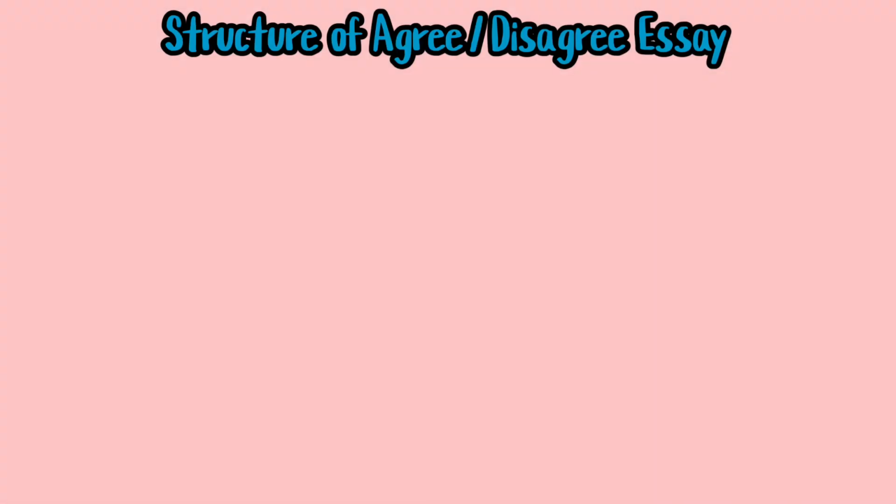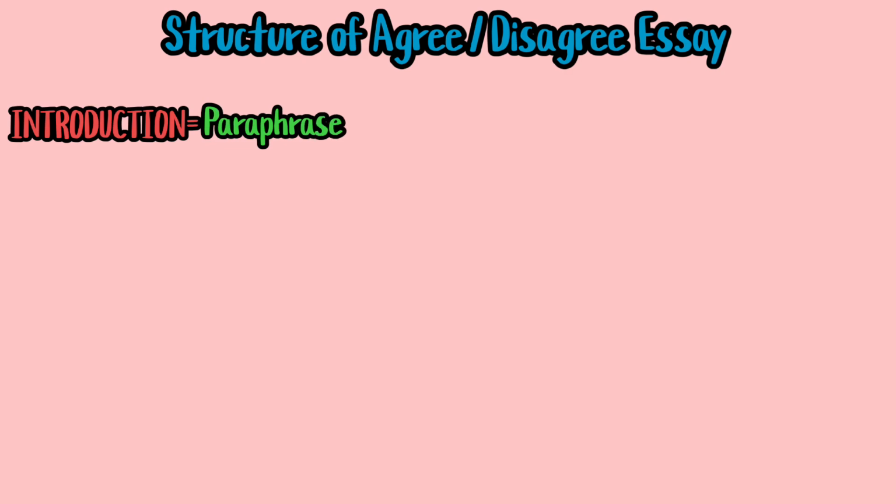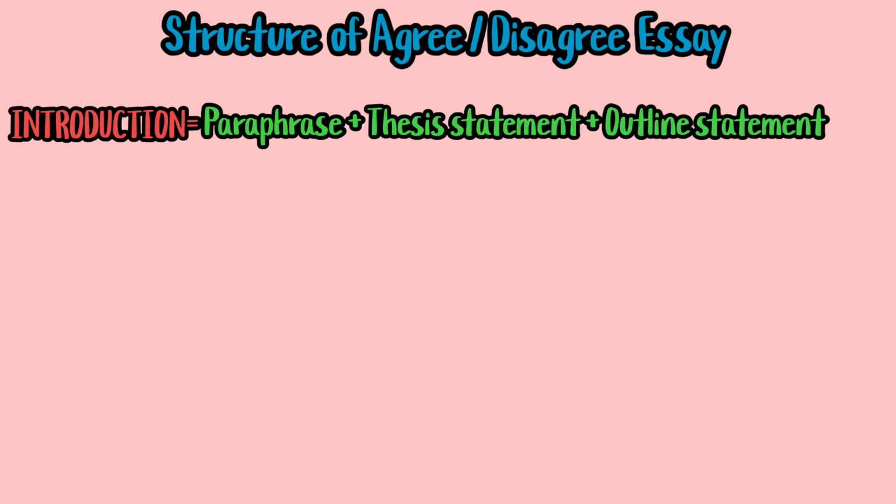For your knowledge, we are briefly describing the structure of agree-disagree essays. The introduction consists of 3 parts. Firstly, paraphrasing the question. Secondly, the thesis statement. And finally, the outline statement. The word count can vary from 30 to 50 words.